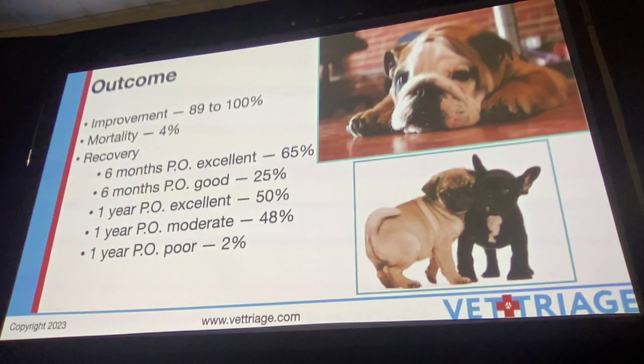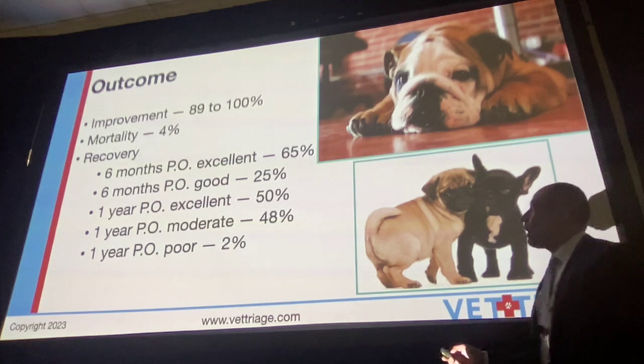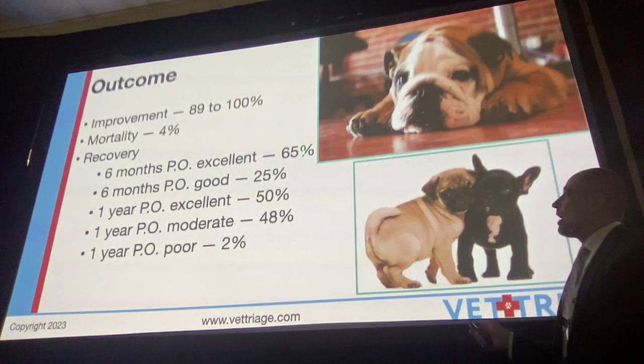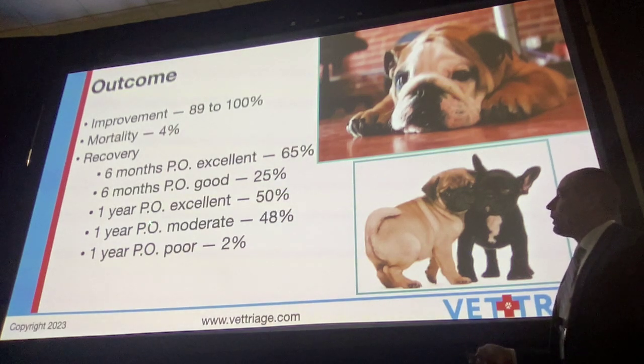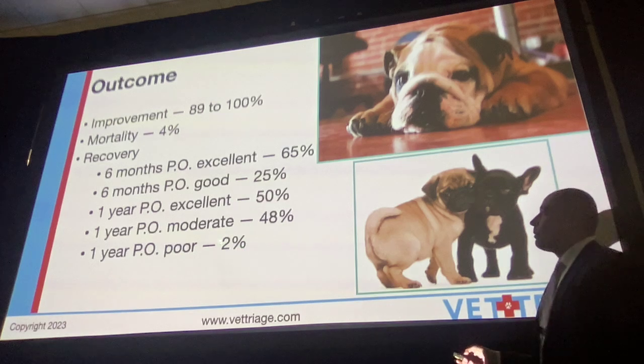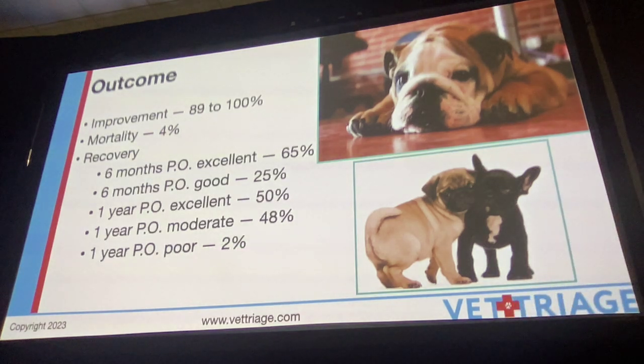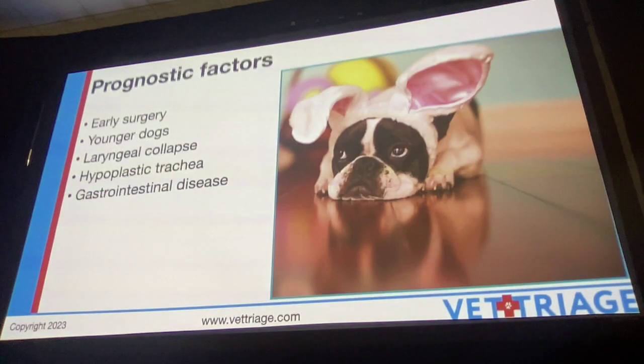All right, outcome. Improvement in the vast majority of cases. Mortality is very low. Recovery is considered excellent at 6 months post-op in 65% of dogs, and good in 25%. So right off the bat, the vast majority are good to excellent. At 1 year, excellent 50%, moderate 50%, and poor 2%. So pretty good there, despite all the scary things we spoke about.